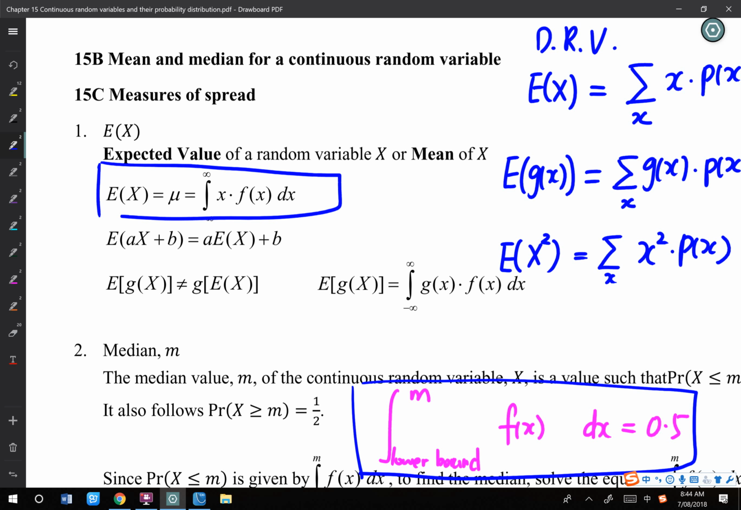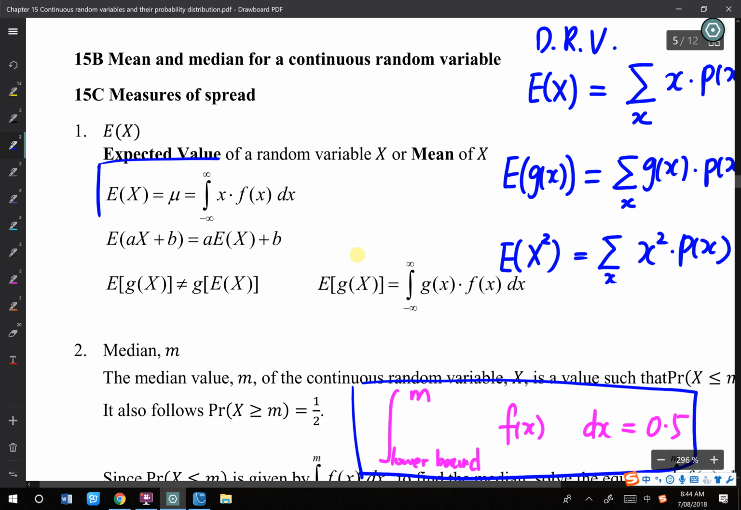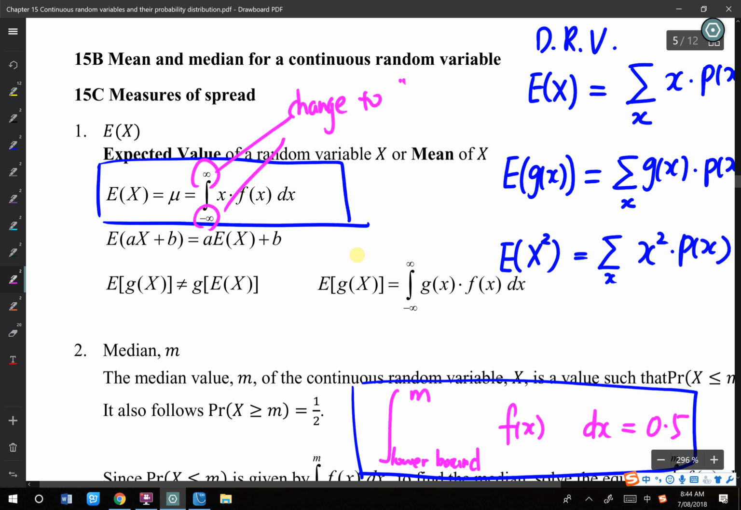I put here negative infinity to positive infinity, but you need to adjust that for your given domain, like the lower bound to upper bound. It's not negative infinity to positive infinity. You need to change this one and this one to the given domain.